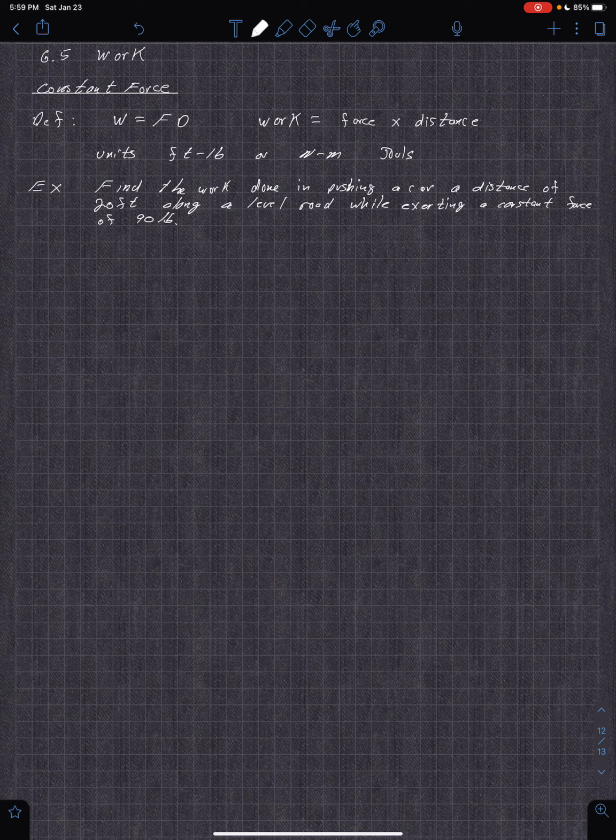So in this case, we have our force is equal to 90 pounds. Our distance, D, is 20 feet. And so simply the product of that is work. So work is force times distance. So that's going to be 90 pounds times 20 feet. And that gives you your foot-pounds. So that's 1,800 foot-pounds is usually how you would write it.